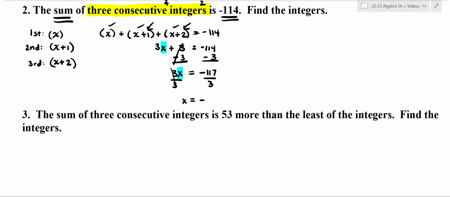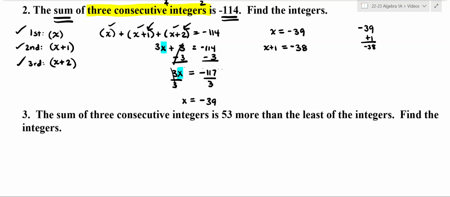x equals negative, let me just do it in the calculator to make sure I don't make a mistake. 39, so negative 39. All right, so the first number is negative 39, right? The second number is going to be x plus 1, so you have to do negative 39 plus 1. It's going to give you negative 38.